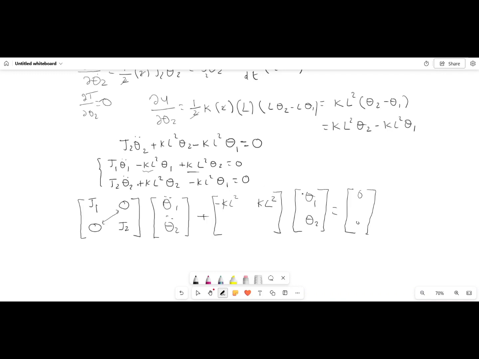Now you come to the second equation. You check. On the second equation, do you have a theta 1? Yes. What is the coefficient next to it?